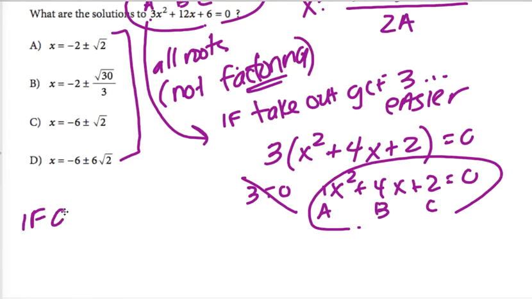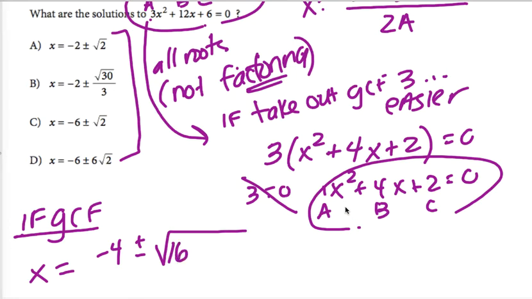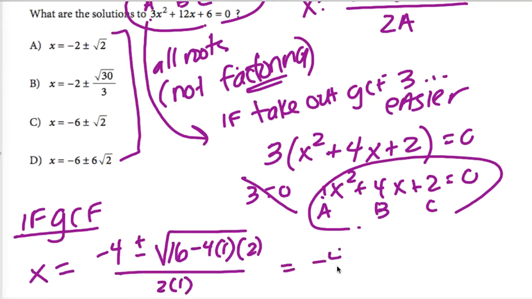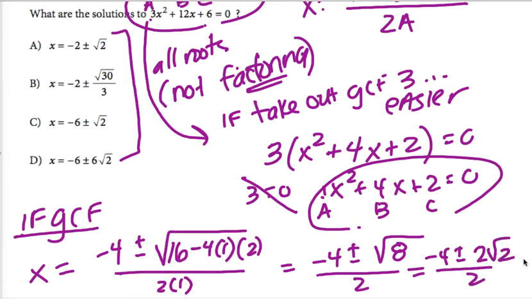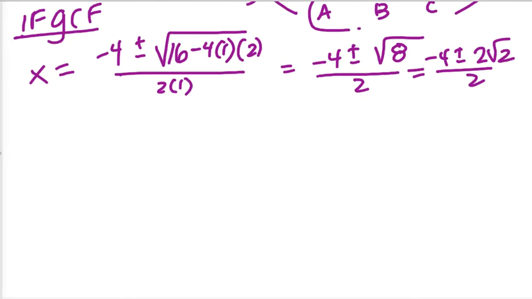So I'm going to do it as though I spotted the GCF first. I'm going to get x equals negative b, which will be negative 4, plus or minus the square root of b squared, 16, minus 4 times 1 times 2, all over 2a. So I get negative 4 plus or minus the square root of 16 minus 8, so it's going to be an 8, all over 2. That's negative 4 plus or minus 2 root 2 all over 2. So I can divide both the term negative 4 and the term 2 root 2 by 2. I'm going to get negative 2 plus or minus root 2, and that's my answer.